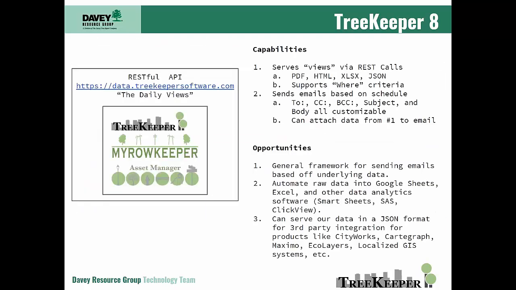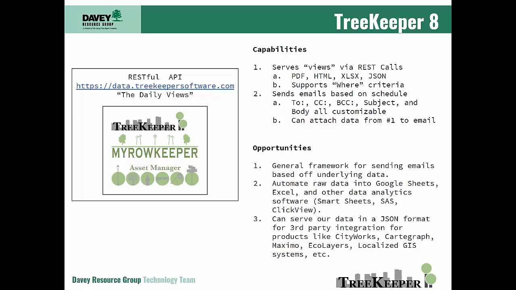And then another accomplishment that we've just done, and I don't want to understate just how powerful it is, even though it's kind of a boring slide. We built a RESTful API, which we call internally the daily views, and it's hosted at data.treekeepersoftware.com. What this allows us to do is serve our data in a variety of different formats, including PDFs, HTML, Excel spreadsheets, or JSON objects. And then we can automate sending emails through this mechanism.